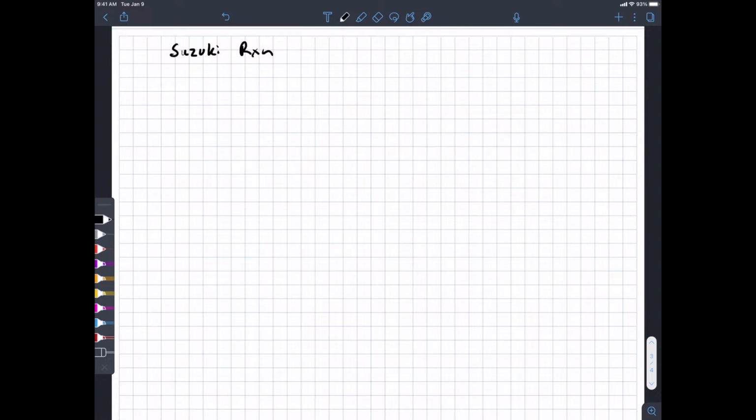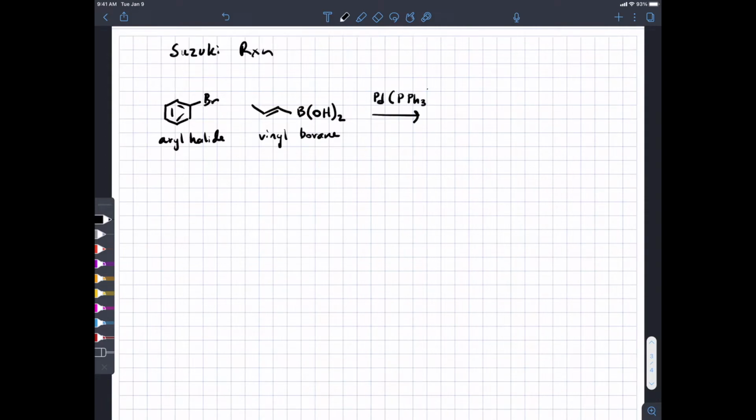All right, so you take an aryl halide and a weird molecule called a vinyl borane. We'll talk about how to make these, but for right now, this is a new reagent: aryl halide, vinyl borane. And you use palladium with four triphenylphosphine ligands.